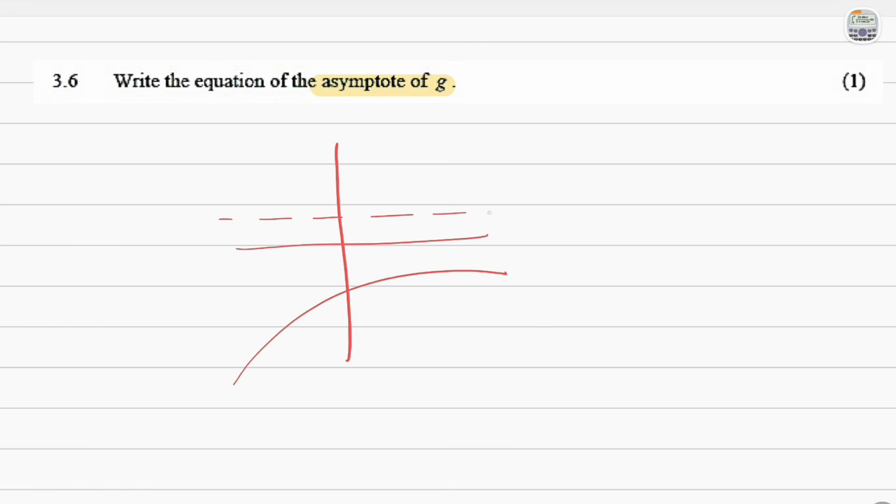So in this case, its asymptote would be above the graph. And it could also look like that. The asymptote is still above the graph. So the equation of that, as you can see, that asymptote was always like that.